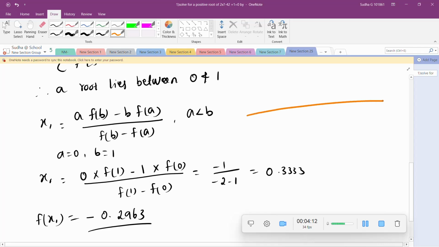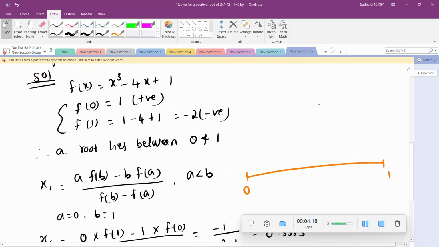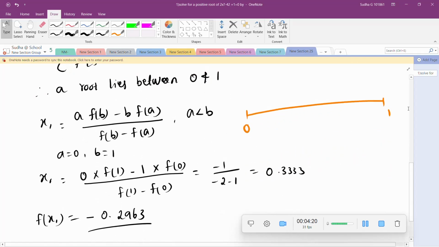So you want to make the diagram. Actually, first 0 and 1. Here 0 is positive, 1 is negative. After using the Regula falsi formula, we are getting the x1 value 0.33.